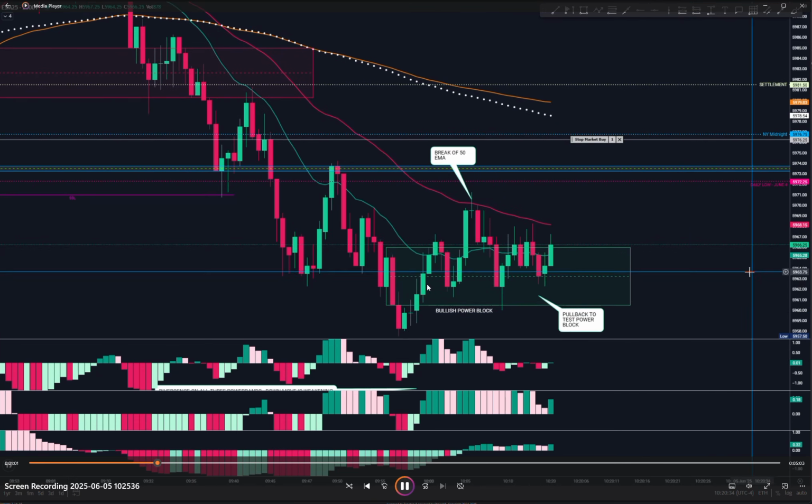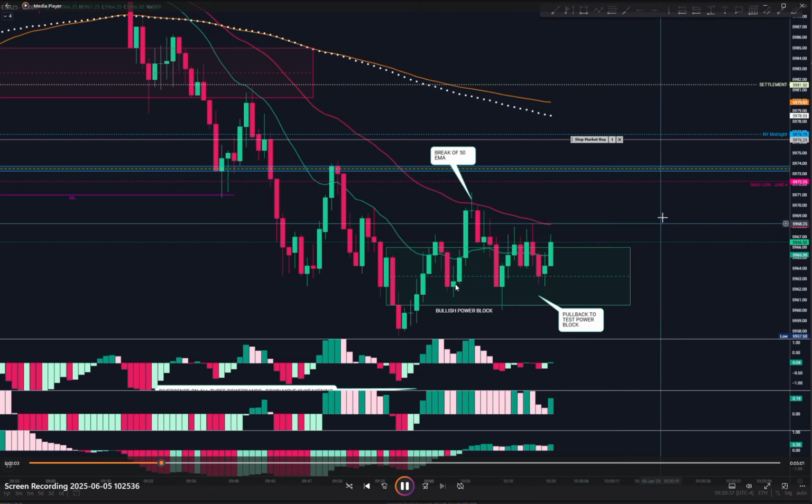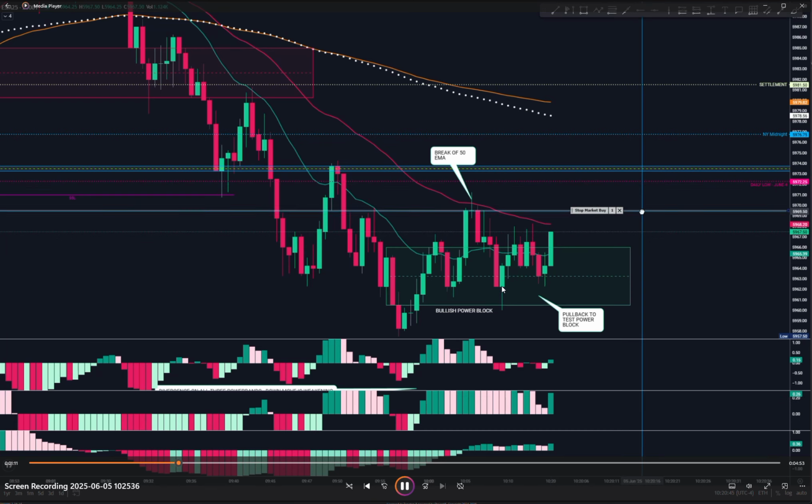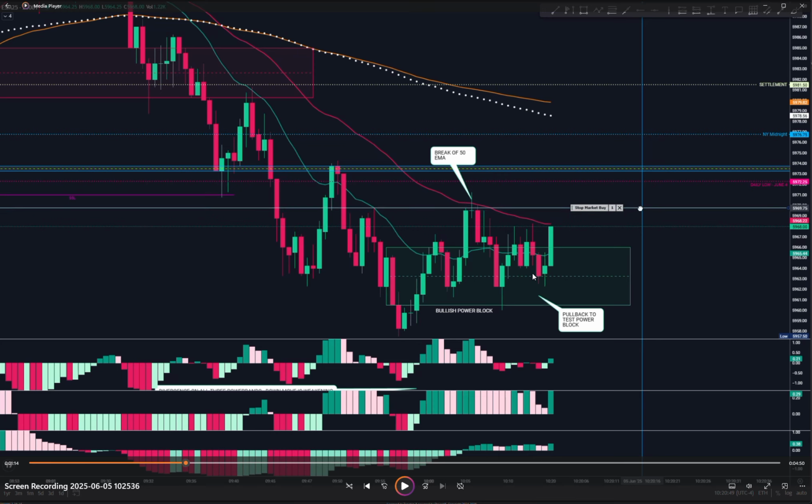Price came above it. There is an early entry right here, which is lower probability. Our high probability entry happens when we pierce the 50, then pull back into the power block. Okay, I'm just going to pause it right here. So then we pierce the 50. This is key if you want to catch a higher probability setup. Okay, so we pierced the 50. We pulled back into the power block. And now we're waiting for our signal.